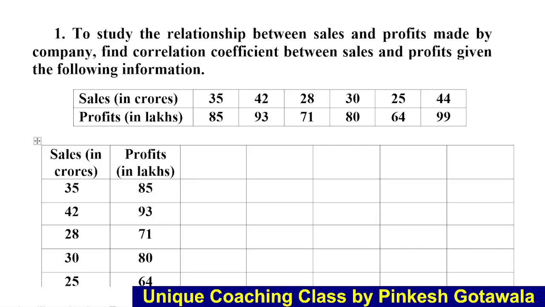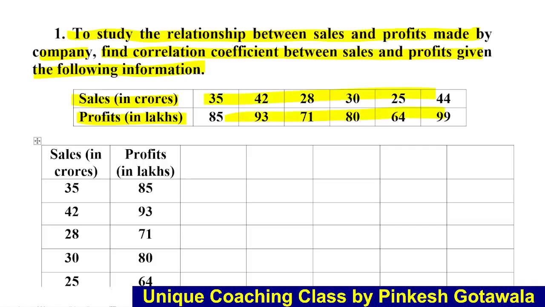Now today we are going to start some sums. The first sum of this chapter: to study the relationship between sales and profit made by a company, find the correlation coefficient between sales and profit given the following information. Here they give two variables, first sales in crore and profit in lakh. Okay, this is the amount.